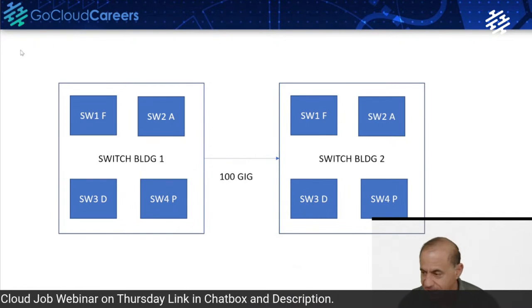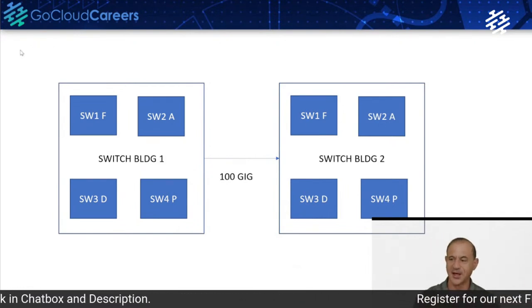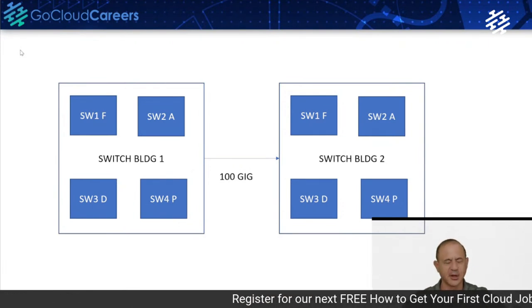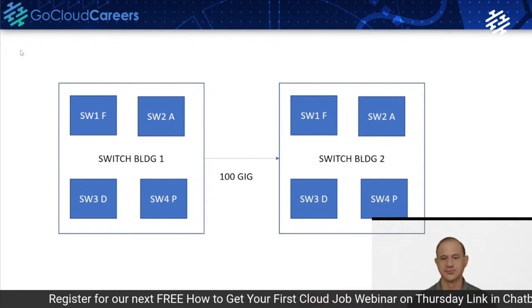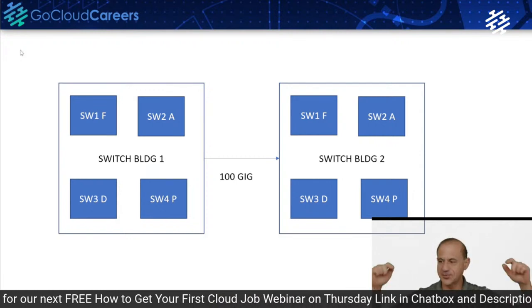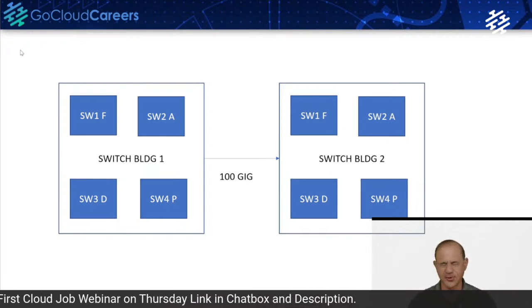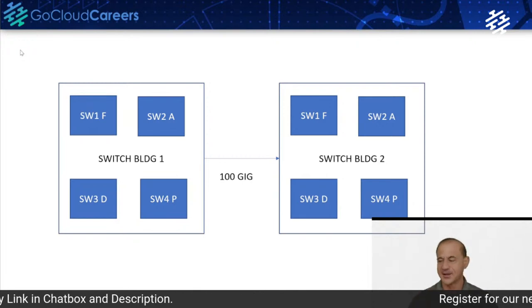Now I've extended my VLANs and I've extended my users across buildings, and I did it with a single strand of fiber. I did it with a single connection. And what is that called? That's called trunking. What is trunking? It enables you to put multiple VLANs on a wire. And we're going to talk about it a lot. We'll talk about 802.1Q at some point. We'll talk about framing, but that's what a switch is.